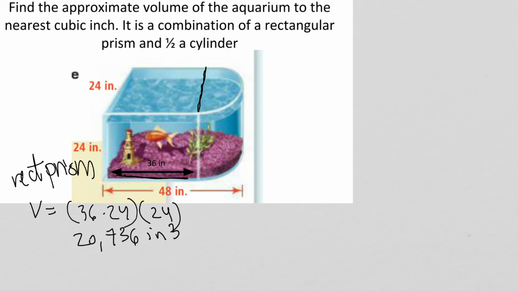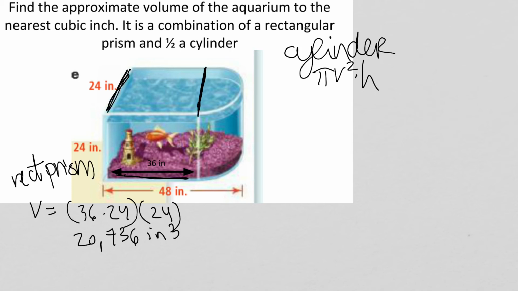Now I need to do the volume for the cylinder, but I'm going to divide it in half after I get the answer because only half of a cylinder. So pi r squared times h. All right, the h is 24. Now, what would be the r here? This is the same as this, right? 24, but I only want it from here to here. So that would be half of 24, which gives me 12 inches for the radius.